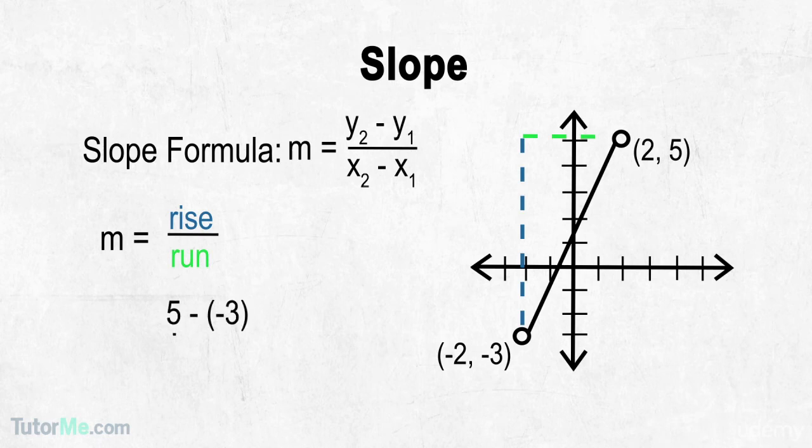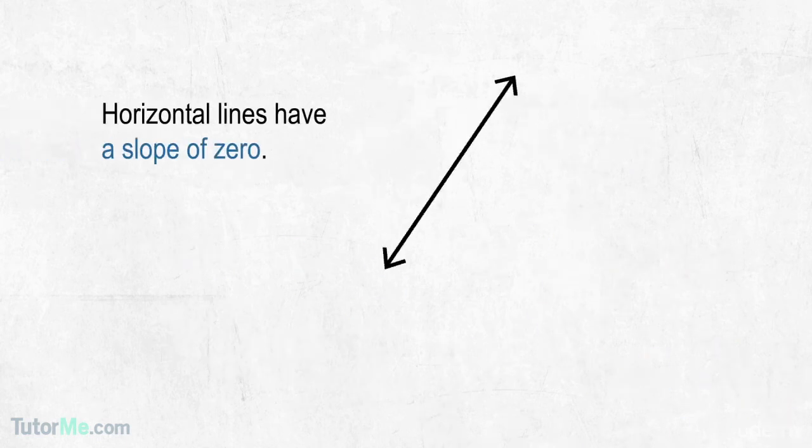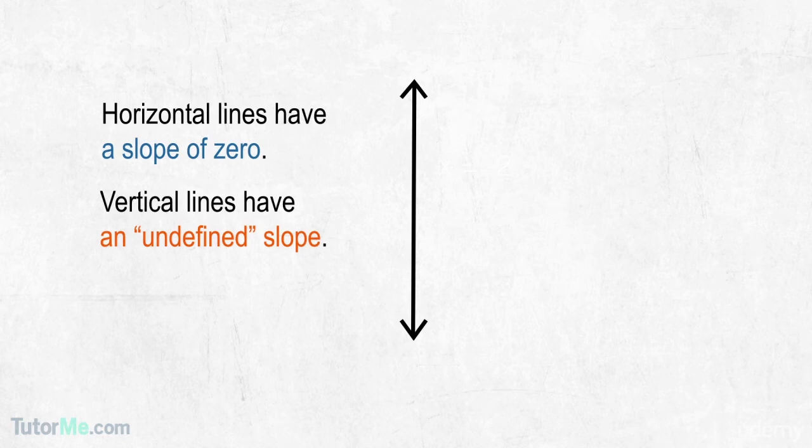5 minus -3 over 2 minus -2. 5 minus -3 simplifies to 8, and 2 minus -2 simplifies to 4. So now we have 8 over 4, which, of course, is 2. That's our slope. Horizontal lines have a slope of 0. Vertical lines have an undefined slope.